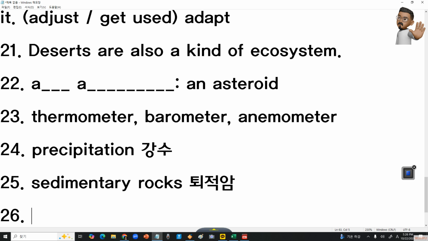And in English, crust. Mantle. And core.